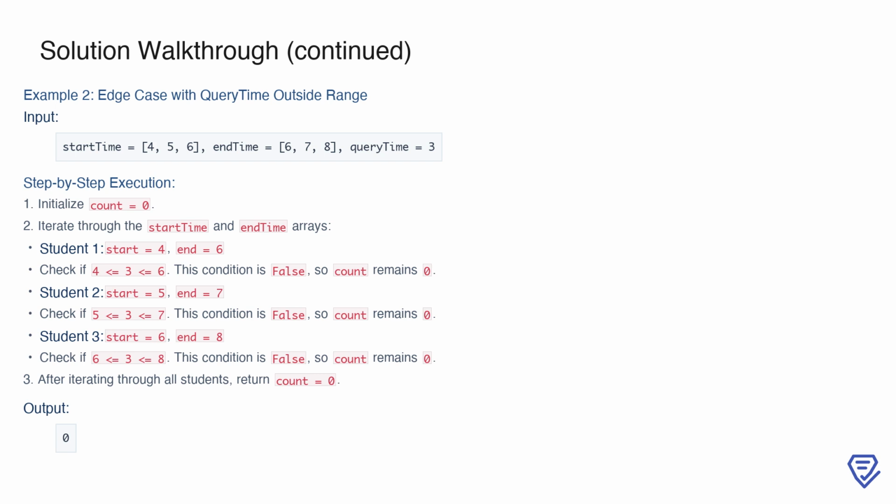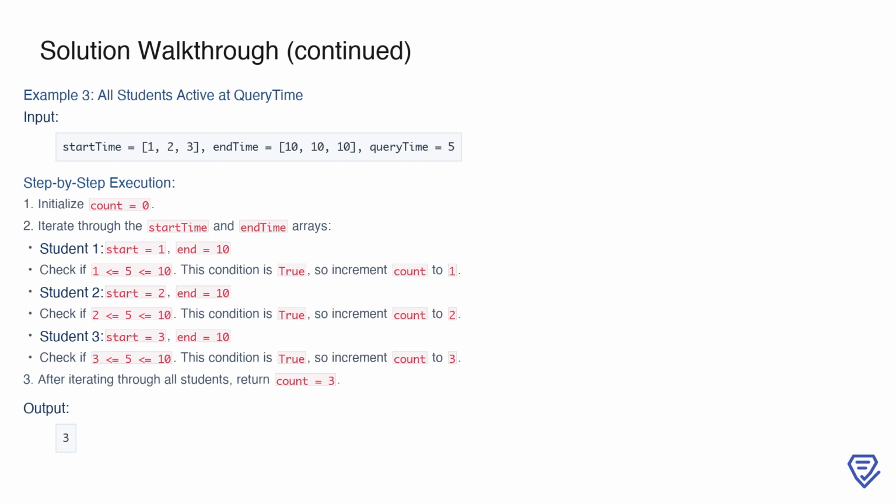For the first student, we check if their interval, from 4 to 6, includes the query time. The condition 4 <= 3 <= 6 is false, so count remains 0. For the second student, whose interval is from 5 to 7, the condition 5 <= 3 <= 7 is also false. Similarly, the third student's interval, from 6 to 8, does not include 3. Since none of the intervals include the query time, the final count remains 0, and that's the result we return.